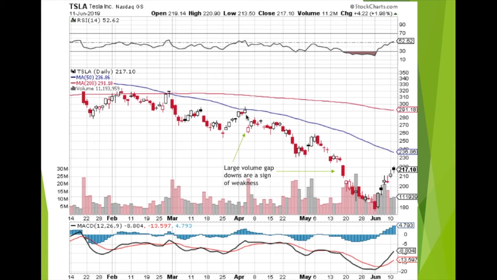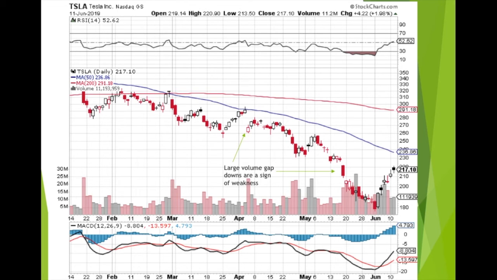And then it gaps down here, all the way down to here overnight, and it closes up here. So that's the clear candles with the red. That means it gaps down, and then it goes up a little bit. So it's still a down day, but it rose a little during the day. So a large volume gap down could be a sign of weakness.